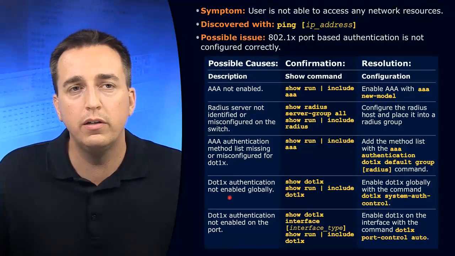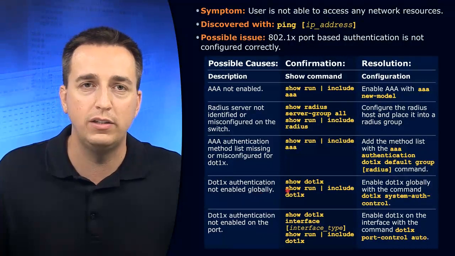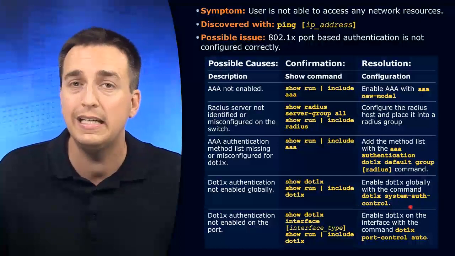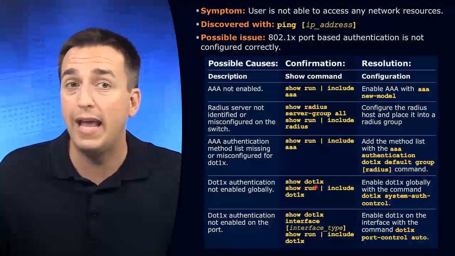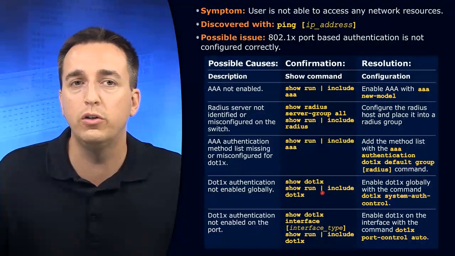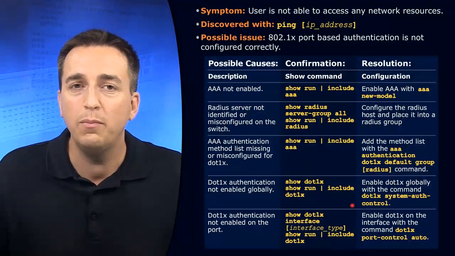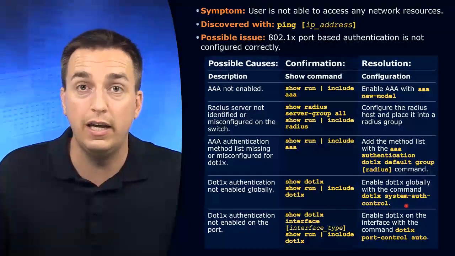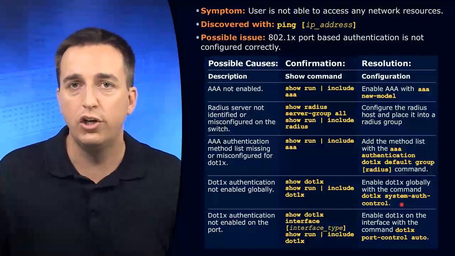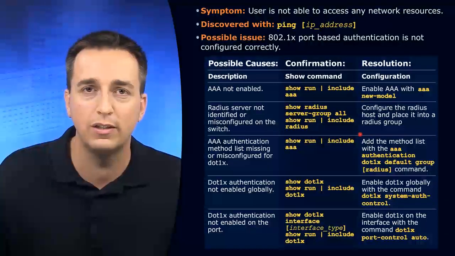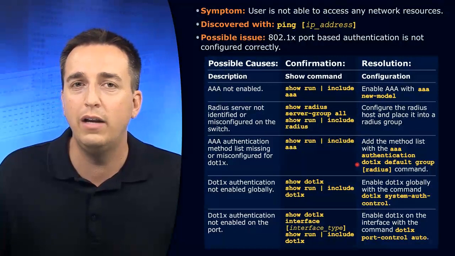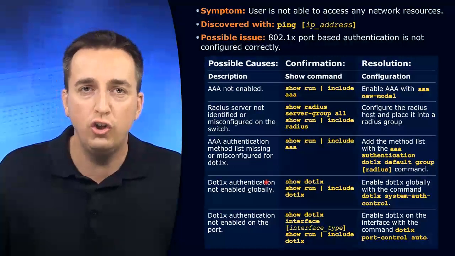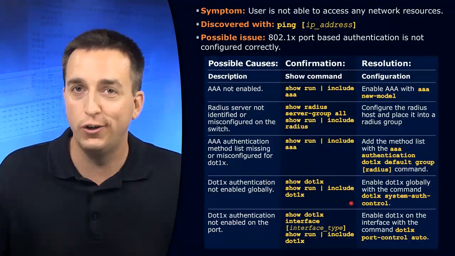To enable .1x globally on the device, you're going to use the dot1x system-auth-control command. So to verify that it is enabled globally, you can type in show dot1x, or you can use the show run pipe include dot1x command. Without it being enabled globally, you're not going to have any authentication going on. Everybody's going to be allowed access to the network. So even though you have these radius servers set up, and even though they are defined with the aaa authentication dot1x command, that doesn't matter. Nothing's going to happen until you turn it on.